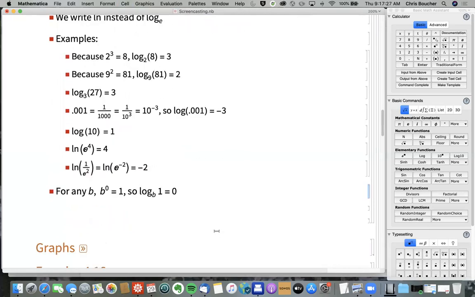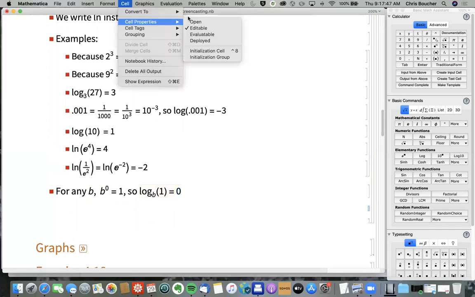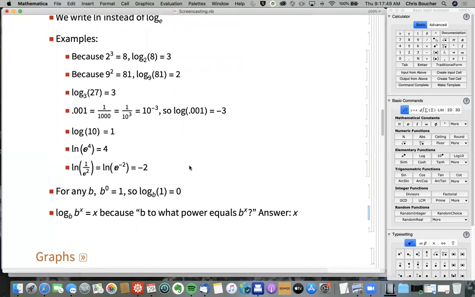Okay, a couple of other minor notes. First of all, anything to the 0 is 1 by definition. So if you take the logarithm of 1, it doesn't matter what the base is, you're asking b to what power is 1, and the answer is b to the 0 power is 1. So the logarithm of 1 is always equal to 0, regardless of the base. It's true for the common log and the natural log as well.